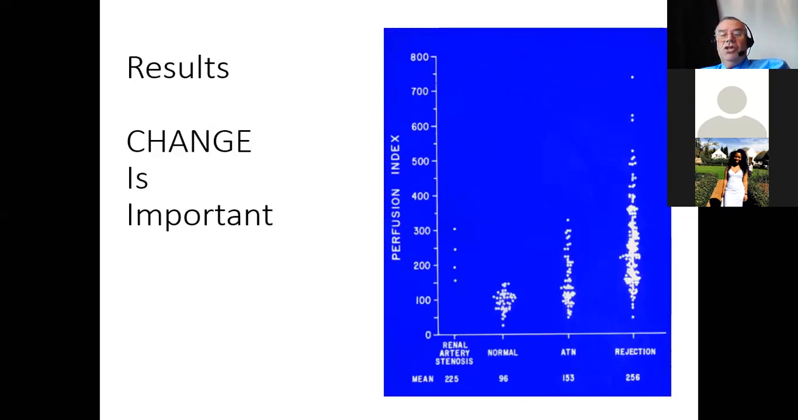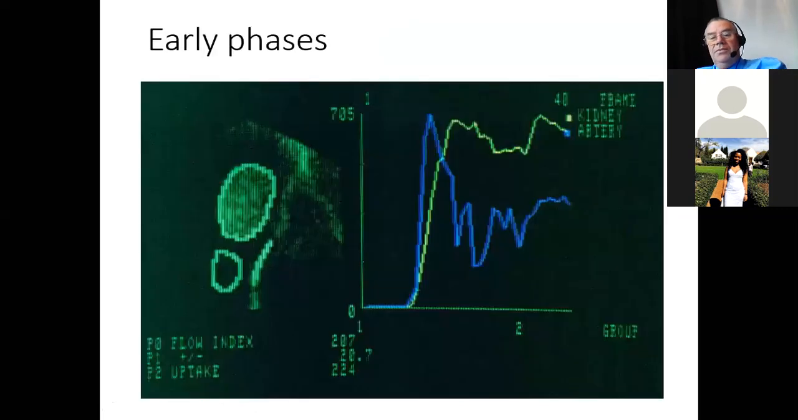This is just looking at the perfusion index. The problem is the normal range you can see here crosses over with ATN and rejection. So what's important is the change. If the perfusion index goes up, then the kidney has got problems with either ATN or rejection. And as the ATN can only really occur in the first few days, if it's beyond that, then it's going to be rejection.